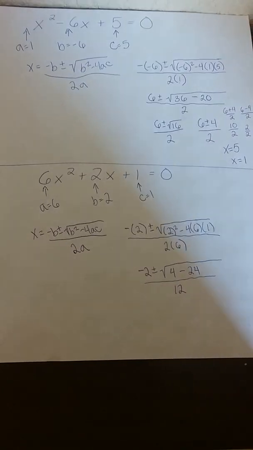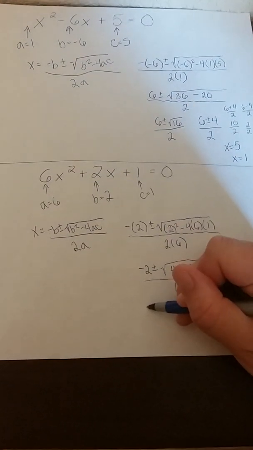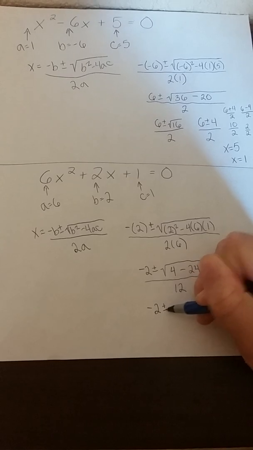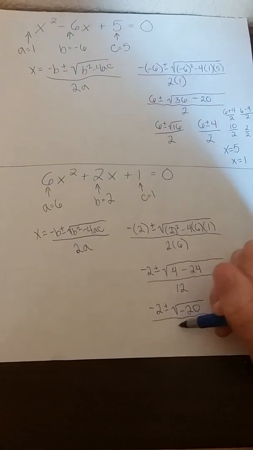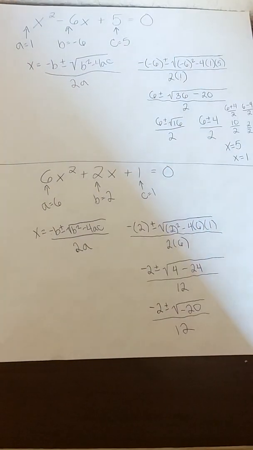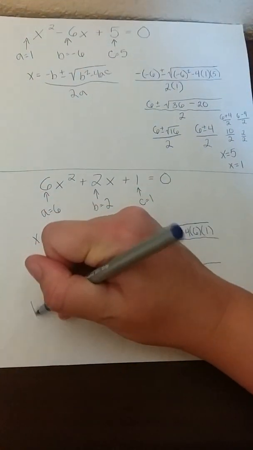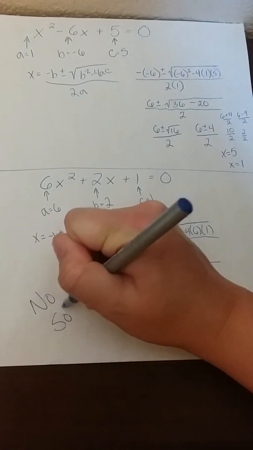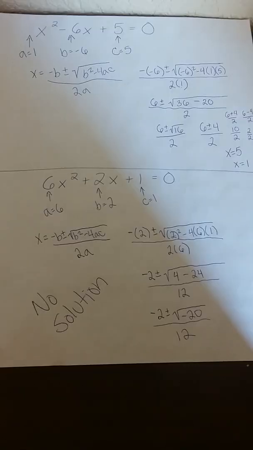Okay, I'm going to simplify inside the square root. 4 minus 24 is negative 20. So I have negative 2 plus or minus the square root of negative 20 all over 12. I cannot have a square root of a negative, so the answer here is no solution, because you're not allowed to have the square root of a negative.